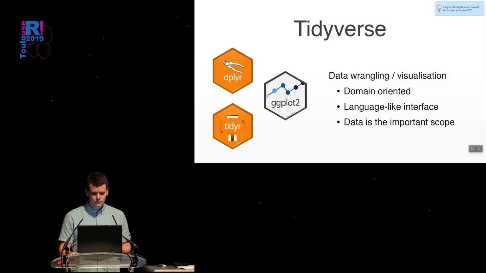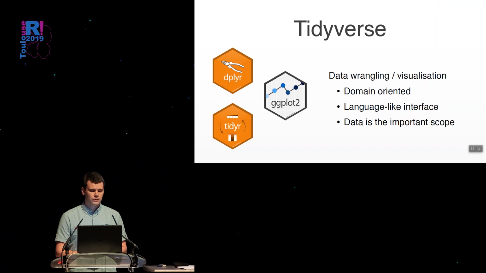So the kind of packages this will be useful for are the data manipulation and visualization packages like dplyr, tidyr, or ggplot2. What they have in common is that they are domain-oriented, they have a language-like interface, and especially the data is the most important scope for them, as opposed to the workspace. We'll see what that means and what implications it has.